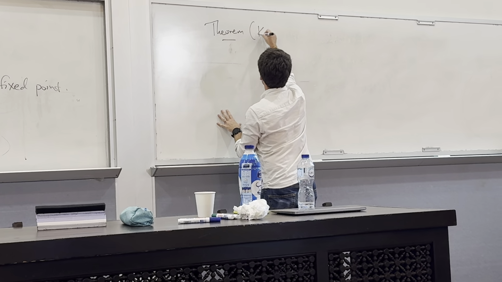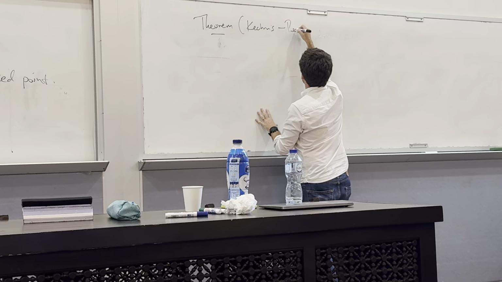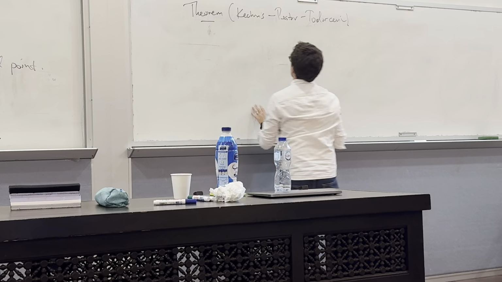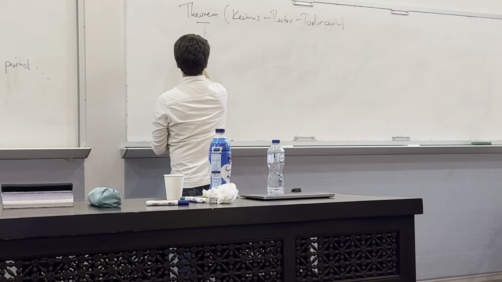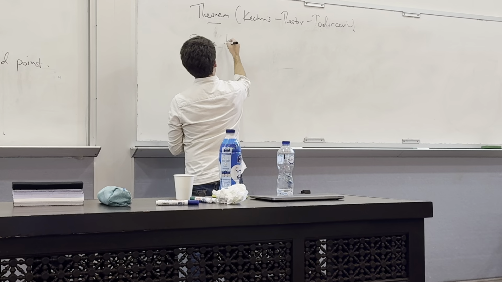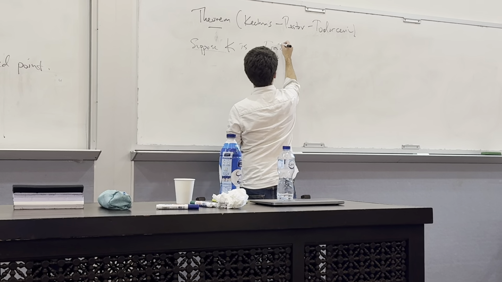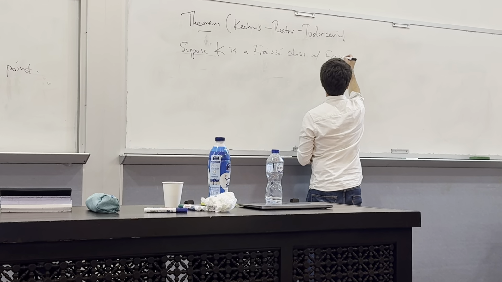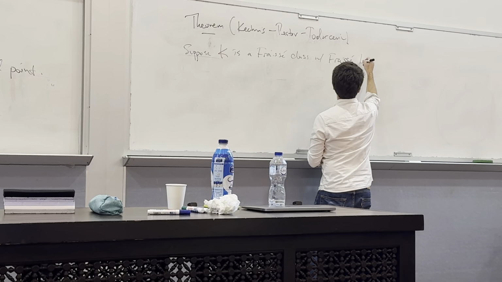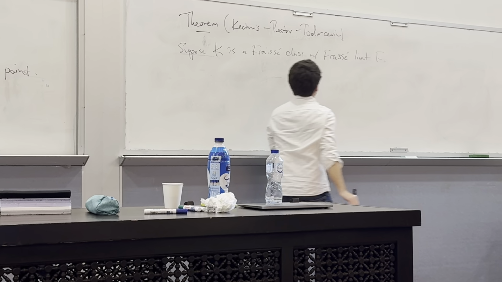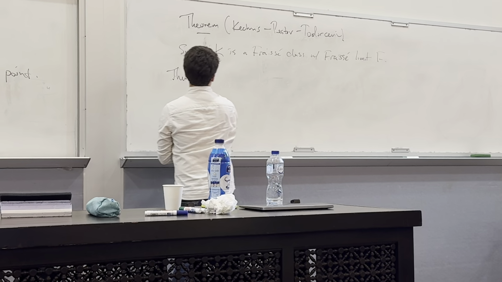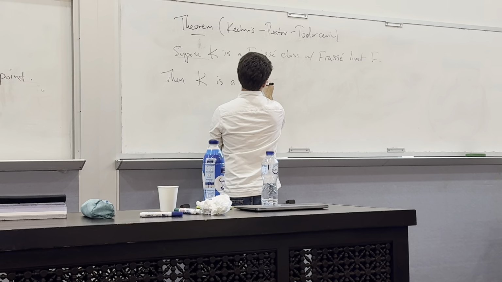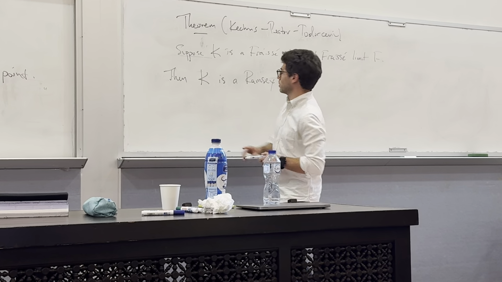So this is by Kechris, Pestov, and Todorcevic. This is called the KPT correspondence. It says, suppose K is a Fraïssé class with Fraïssé limit F. Then K is a Ramsey class, so it satisfies this kind of structural version of Ramsey's theorem.